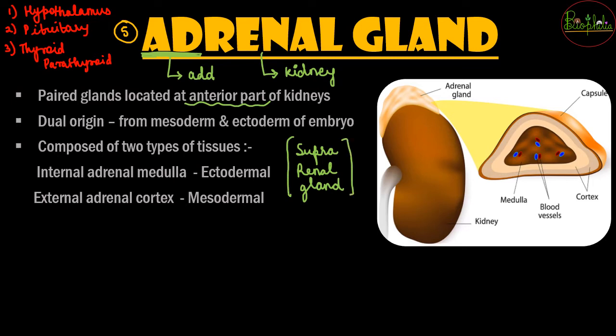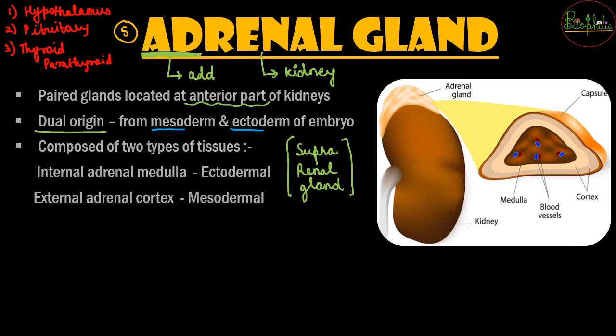Now adrenal glands are paired glands because two kidneys are there, so there are going to be two adrenal glands. These have dual origin. Dual origin means it is formed not from a single germ layer but from two germ layers. So one will be the mesoderm and the second will be the ectoderm of the embryo.